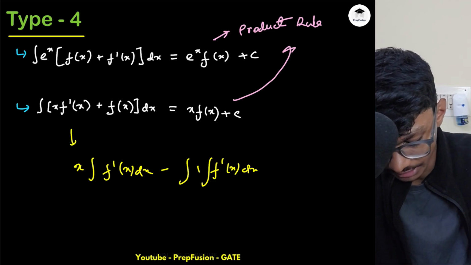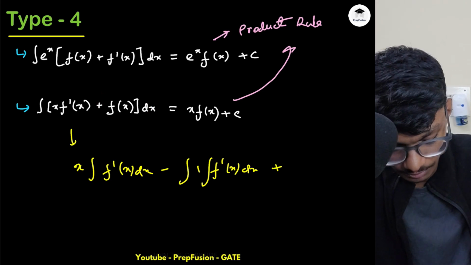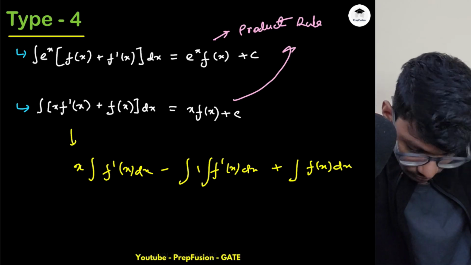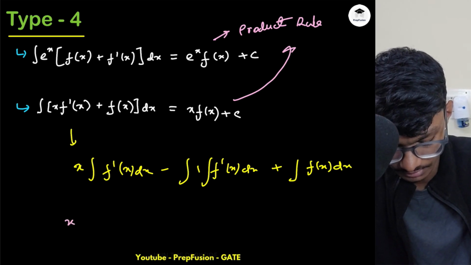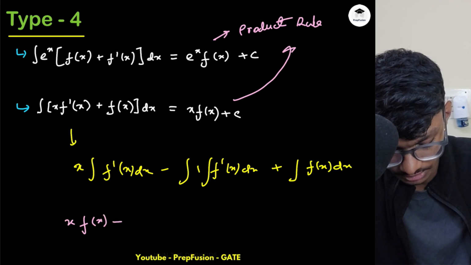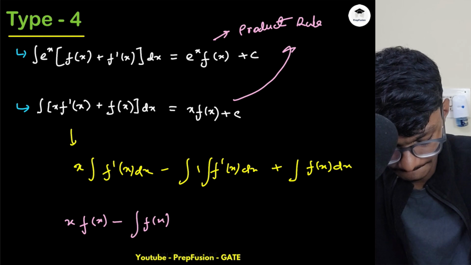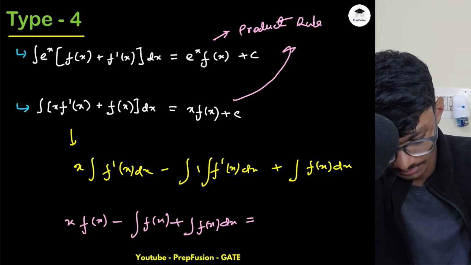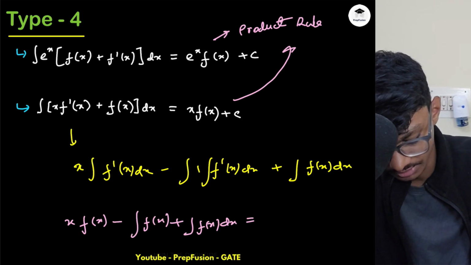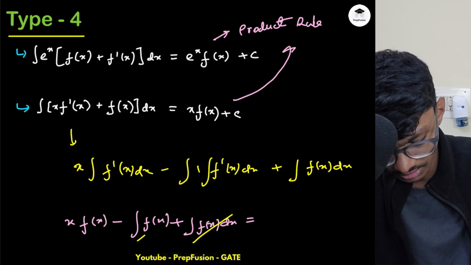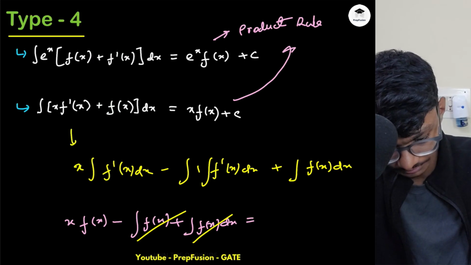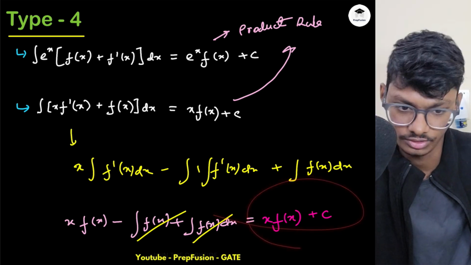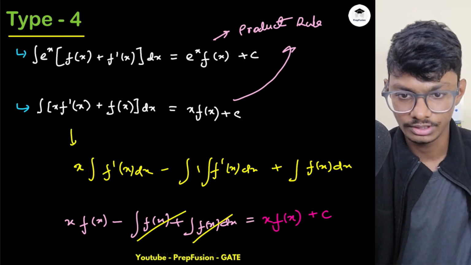also I can use superposition, right? I can use the superposition. So this will be plus integration of f of x dx, which is x into f of x minus integration of f of x plus integration of f of x dx, which is equal to simply, or like I have to also write plus c. I will write that later. So this and this get cancelled, right? This and this get cancelled, so I will be left with x f of x plus c. Okay, this is what I will get, x f of x plus c. So yeah, that's the simple proof.